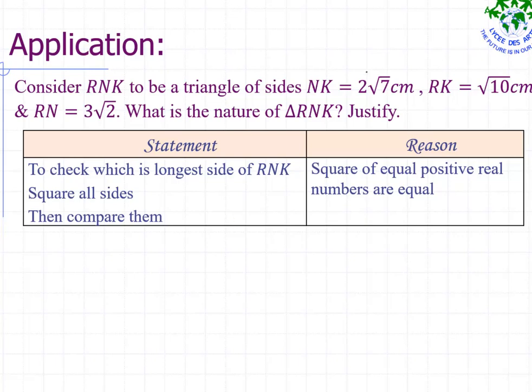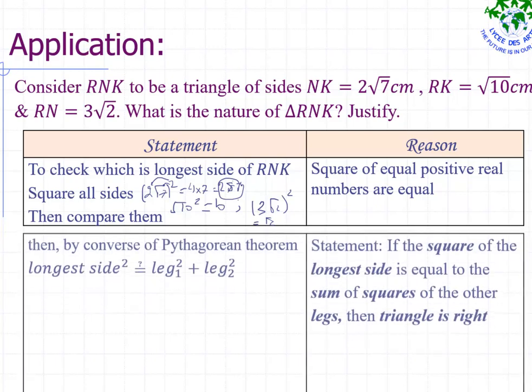That is to say, if we find NK squared, 2 radical 7 all squared, it will be the square of 2, the square of radical 7, it's 4 times 7, which is 28. Now, squaring RK, radical 10 squared, we'll get 10. Okay, this is still bigger. Now the last one, 3 radical 2 all squared. The square of 3 is 9. The square of radical 2 is 2. 9 times 2 is 18. Okay, good. Now this is the longest side, 28.